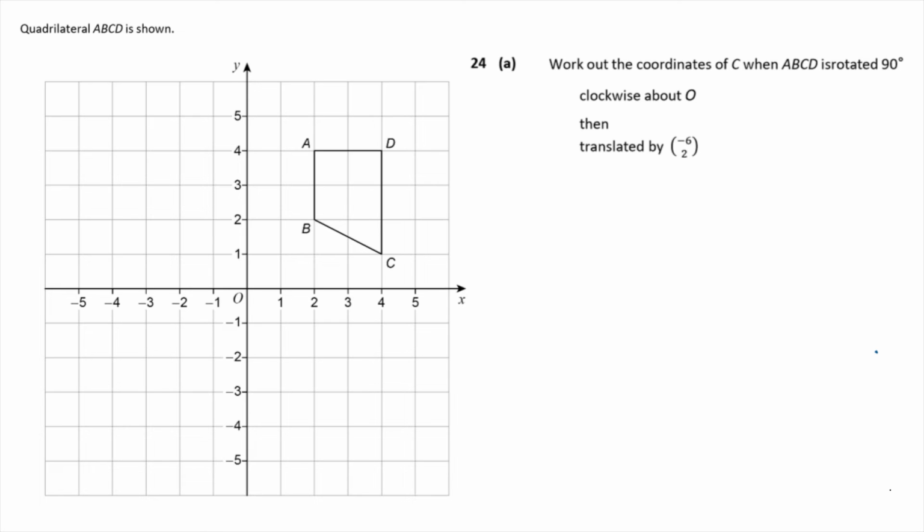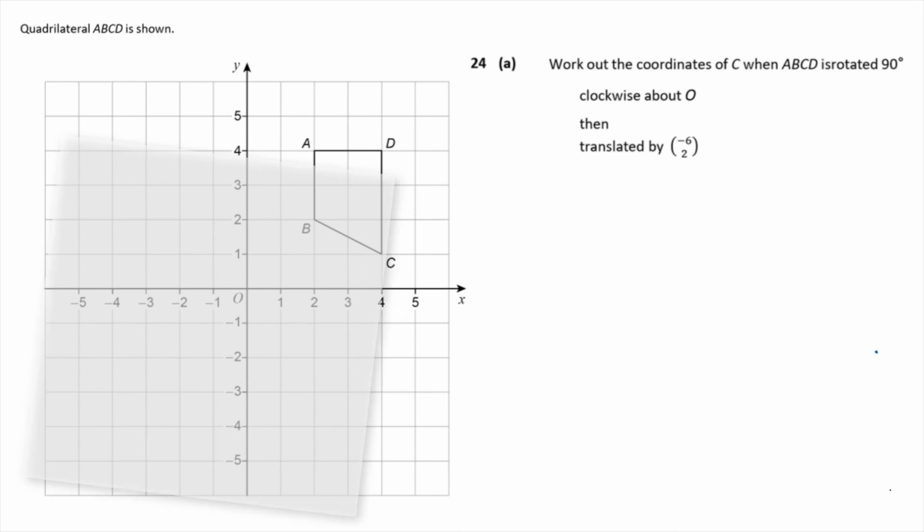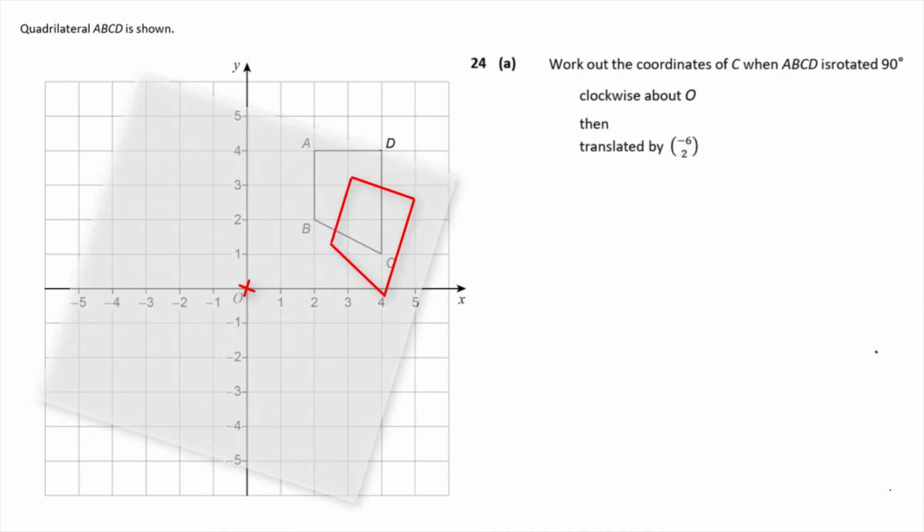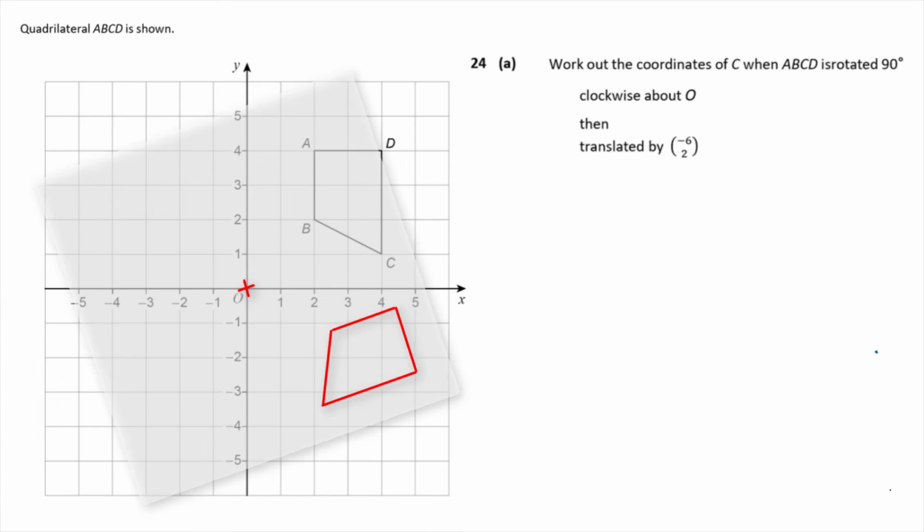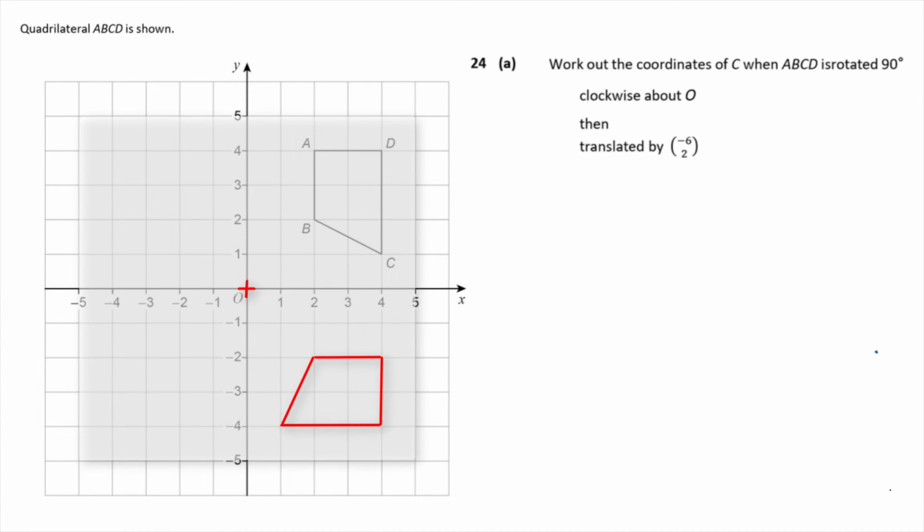Okay. If you're not so good with rotation, it's probably best to do this with tracing paper. Just lay your tracing paper over the shape, then trace your shape out, and then hold down your pen at the origin and turn it 90 degrees clockwise. Sometimes it helps to do a little cross in the center so you can keep track of how far you're meant to turn. If you do that, you should find that B ends up here.